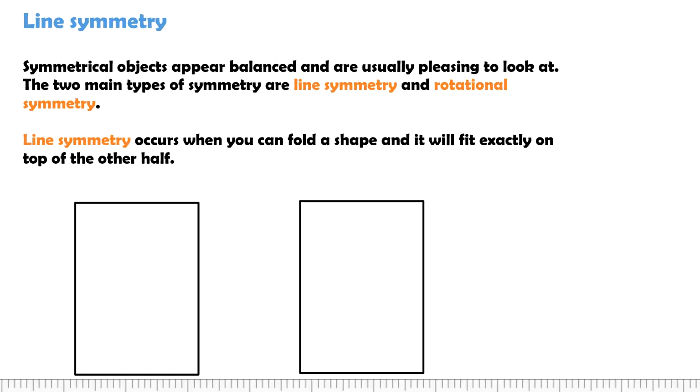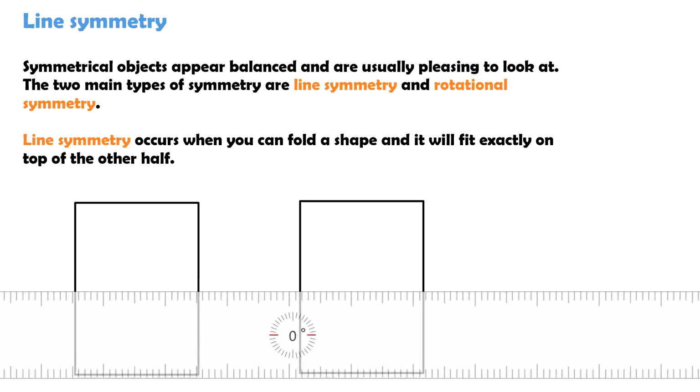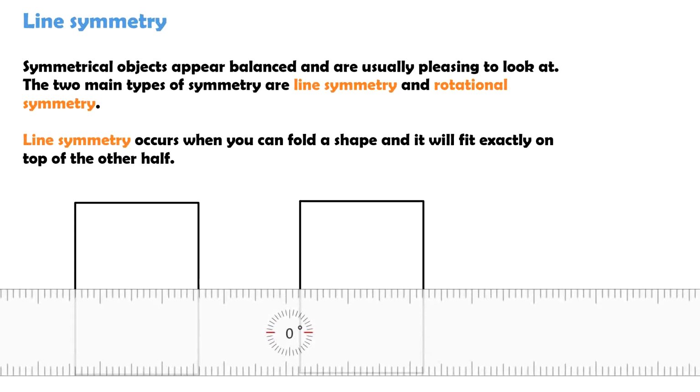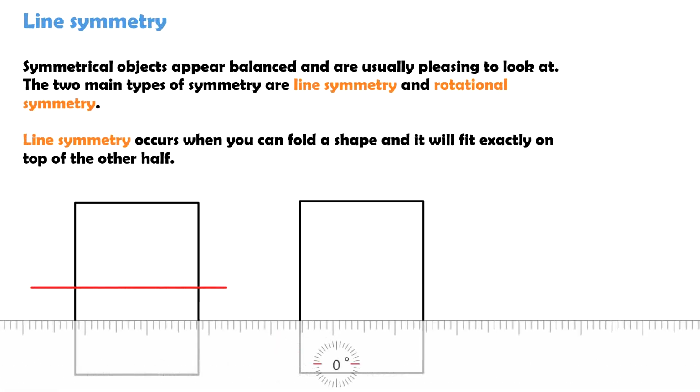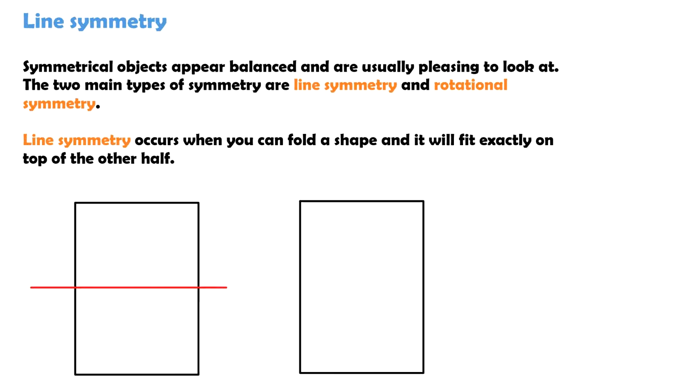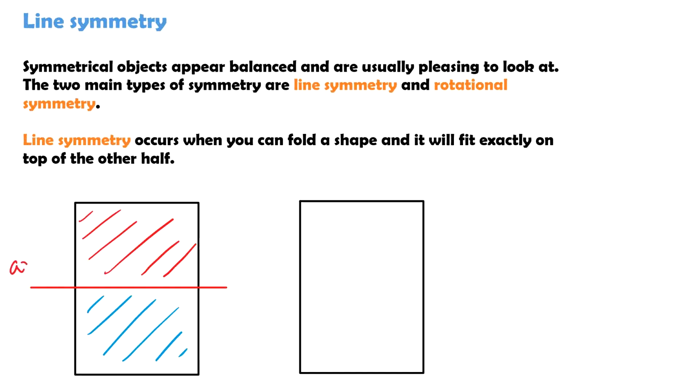So I'm going to do that with this shape here. I'm going to bring out the ruler and I'm going to roughly draw it across here. Alright, so if I folded that shape at that point, both the top part, shaded in red, and this bottom part, shaded in blue, would fit perfectly on each other. Right? Now that is line symmetry. And this red line is what we call the axis of symmetry.